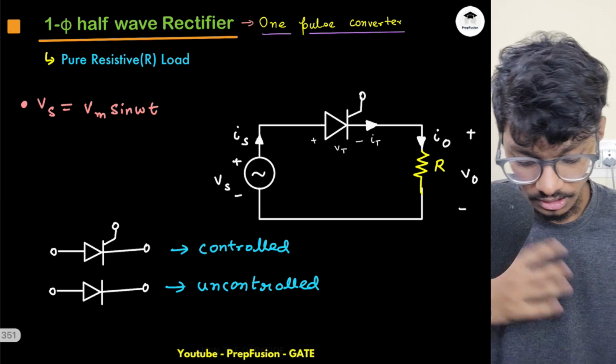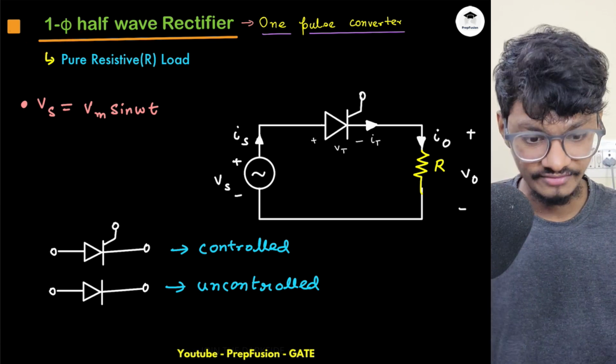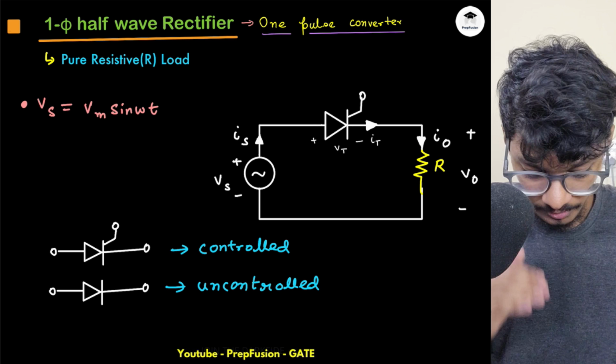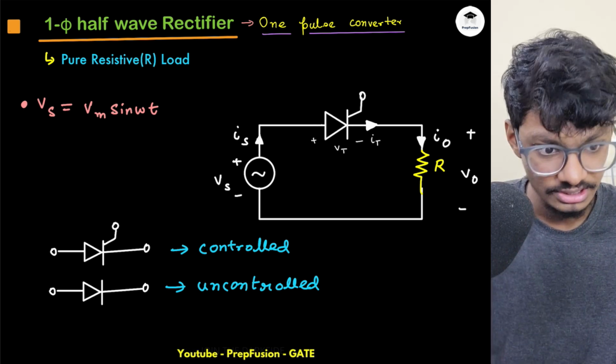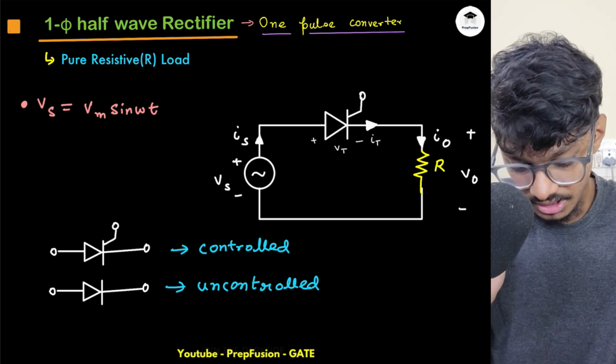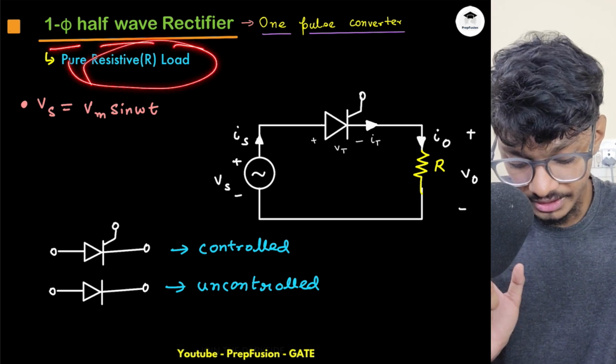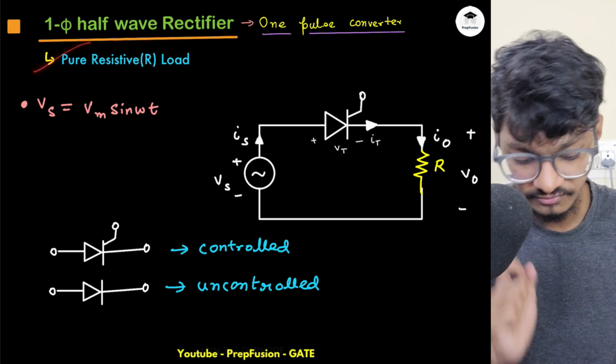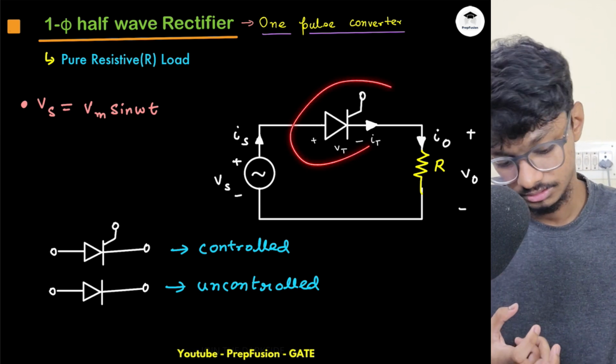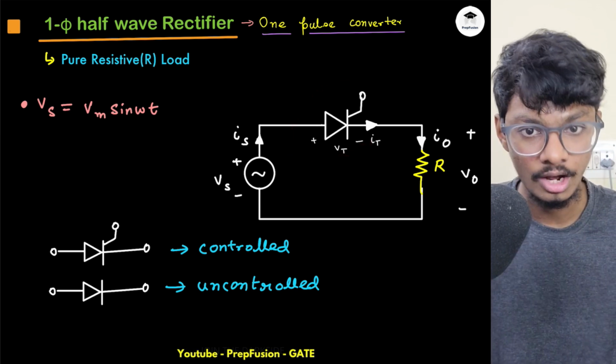Okay. So this is the first rectifier that we want to analyze today. We will be able to analyze only up until this. So what is this? This is the single phase half wave rectifier with pure resistive load. If I have a pure resistive load, how will the waveforms look like? How will the analysis look like?